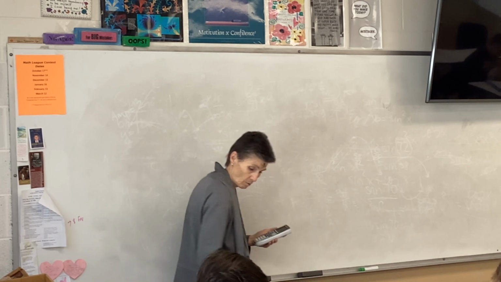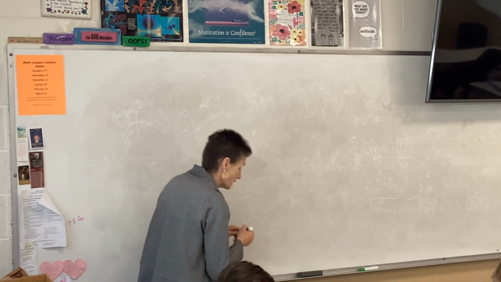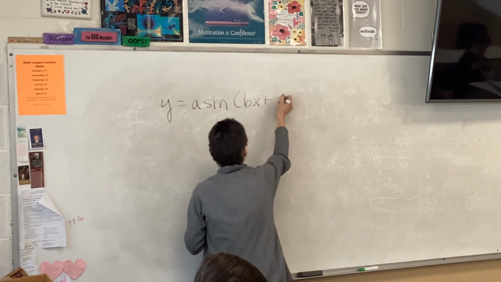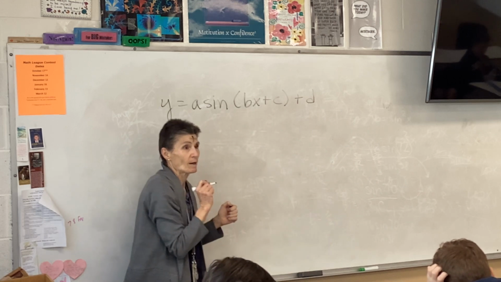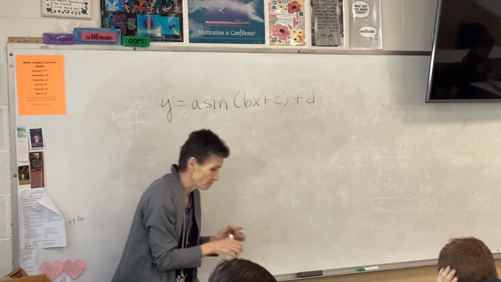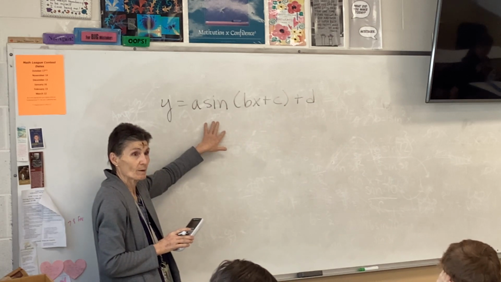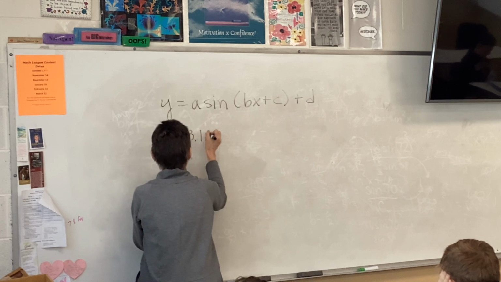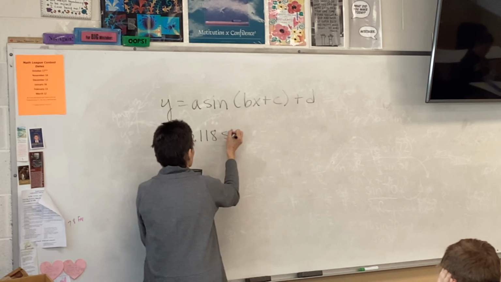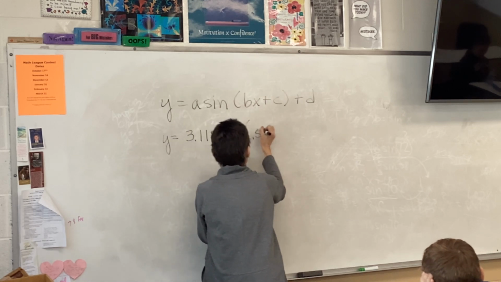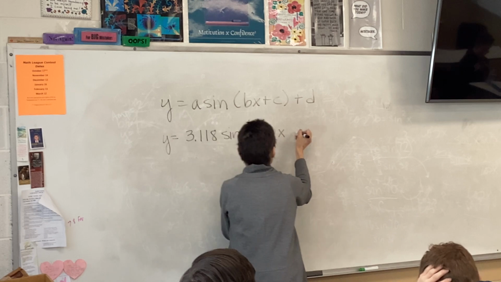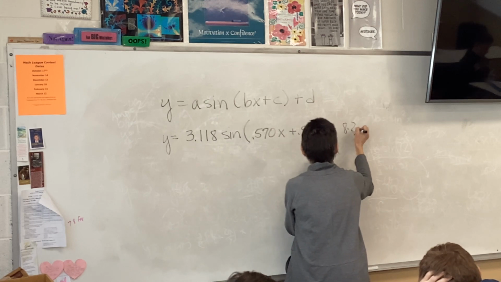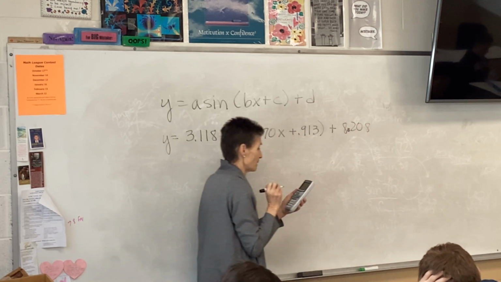And always, like with all your regressions, the calculator will give you the way it's setting up its equation. So this is a little different than the way Mr. Passwater's been setting them up. And that's okay, we can handle it. But does everybody notice, this is the way your regression is set up? So, y equals 3.118 sine 0.570x plus 0.913 plus 8.208. How does that look to everybody? Is that what you got?